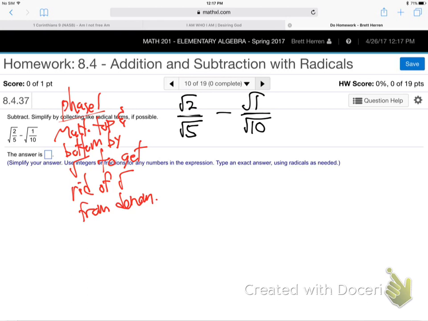So we're going to do top and bottom of this one by root 5, top and bottom of this one by root 10. Does that make sense? So whenever you have a root in a denominator, you multiply top and bottom by that root. Right? Good. It's always phase one. Multiply top and bottom by that root. Top and bottom.